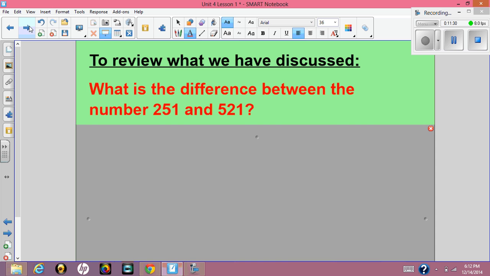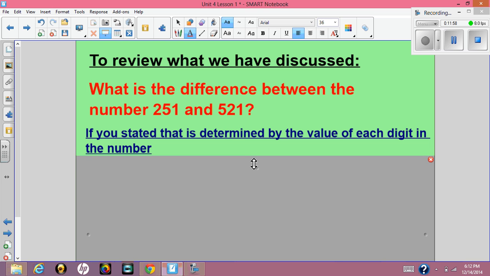So let's review really quickly what we've discussed. To review, I'm going to ask you a question. What is the difference between the number 251 and 521? If you note, both of these numbers have 2s, they both have 5s, and they both have 1s. So are they the same? Well, if you answered it this way, if you stated that it is determined by the value of each digit in the number, whether it is the same or not, then you are correct.